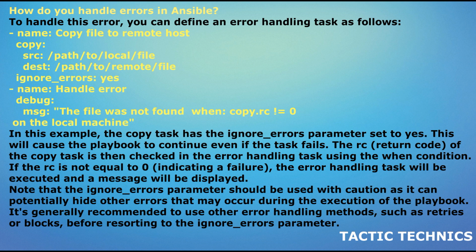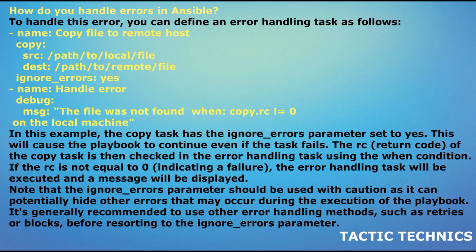This will cause the playbook to continue even if the task fails. The RC return code of the copy task is then checked in the error handling task using the when condition. If the RC is not equal to 0, indicating a failure, the error handling task will be executed and a message will be displayed. Note that the ignore_errors parameter should be used with caution as it can potentially hide other errors that may occur during the execution of the playbook.